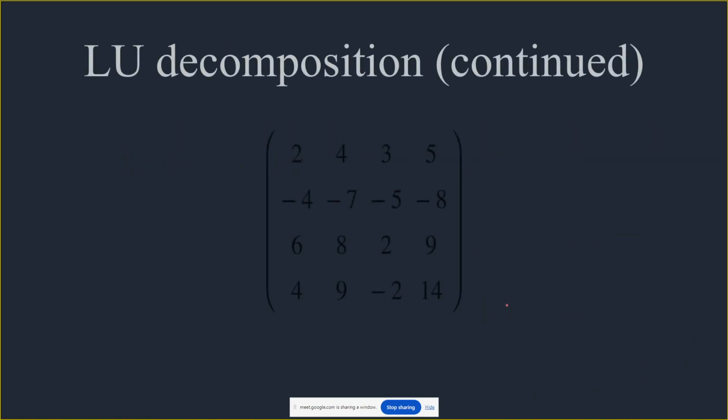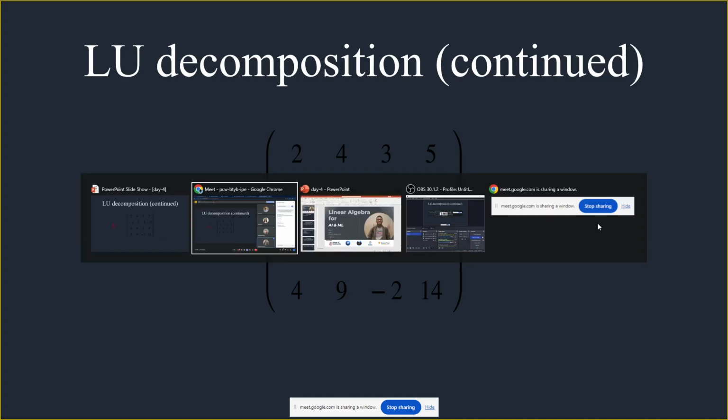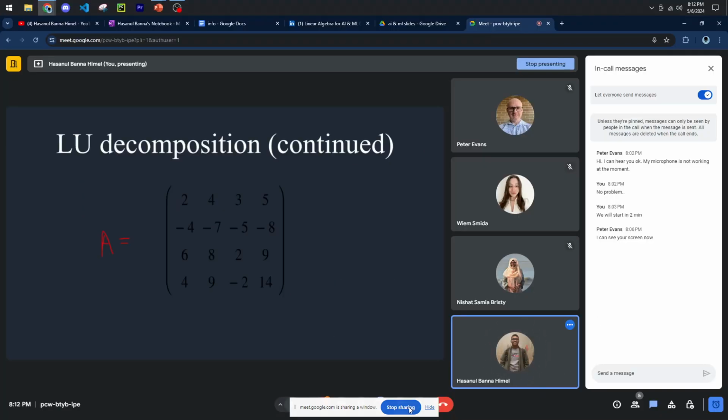Now let's look at a problem. Here let's assume we have a matrix. Let's assume it as A. I am changing my screen for a better view.